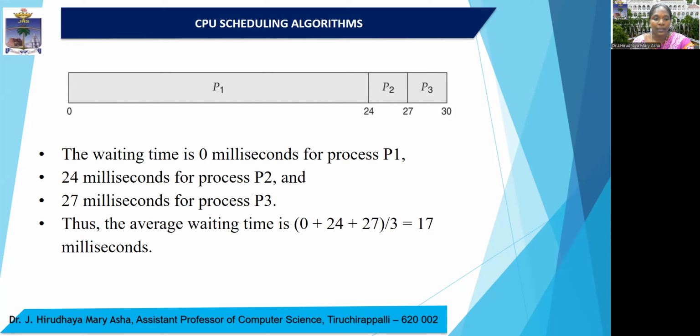At the 24th millisecond, process P2 arrives, and at the 27th millisecond, process P3 gets the processor for execution. So the average waiting time is calculated as (0 + 24 + 27) divided by 3, because there are 3 processes. Dividing by 3, we get 17 milliseconds as the average waiting time.